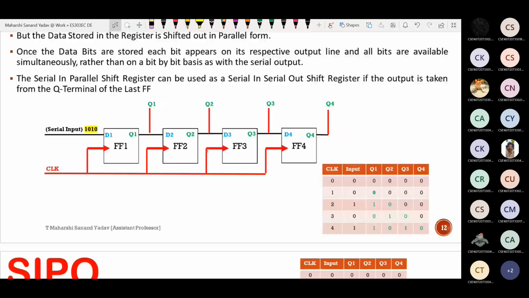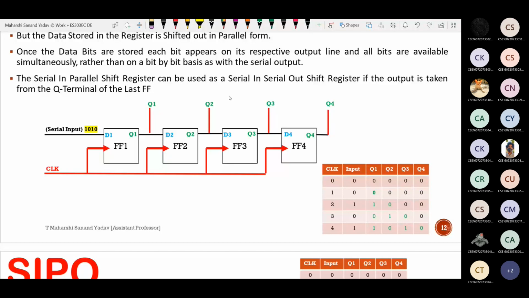Serial in, parallel out. There are only direct connections from Q1 to D2, Q2 to D3, Q3 to D4. But here I am taking the output parallelly, so that's the reason a line is drawn here. It means I am taking output parallelly from Q1, Q2, Q3 and Q4.